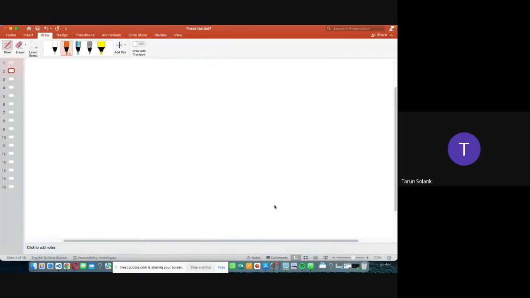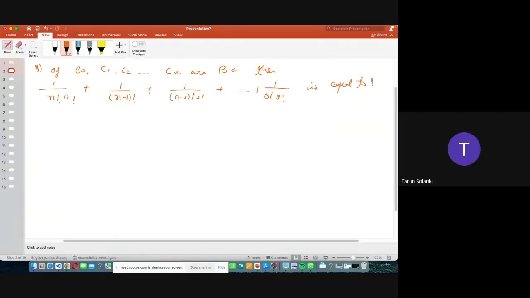Next, we'll take one more problem based on this. The next question is: if C0, C1, C2, up to Cn are binomial coefficients, then 1 upon n factorial 0 factorial plus 1 upon n minus 1 factorial 1 factorial plus 1 upon n minus 2 factorial 2 factorial, and this goes up to 1 upon 0 factorial n factorial, is equal to what? Solve this problem.